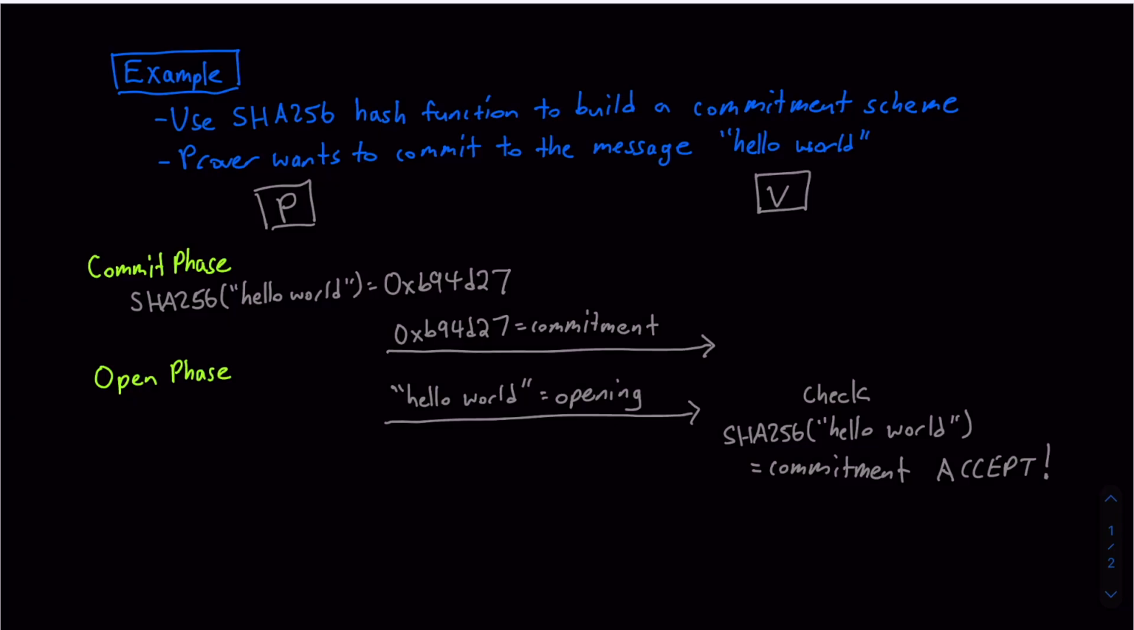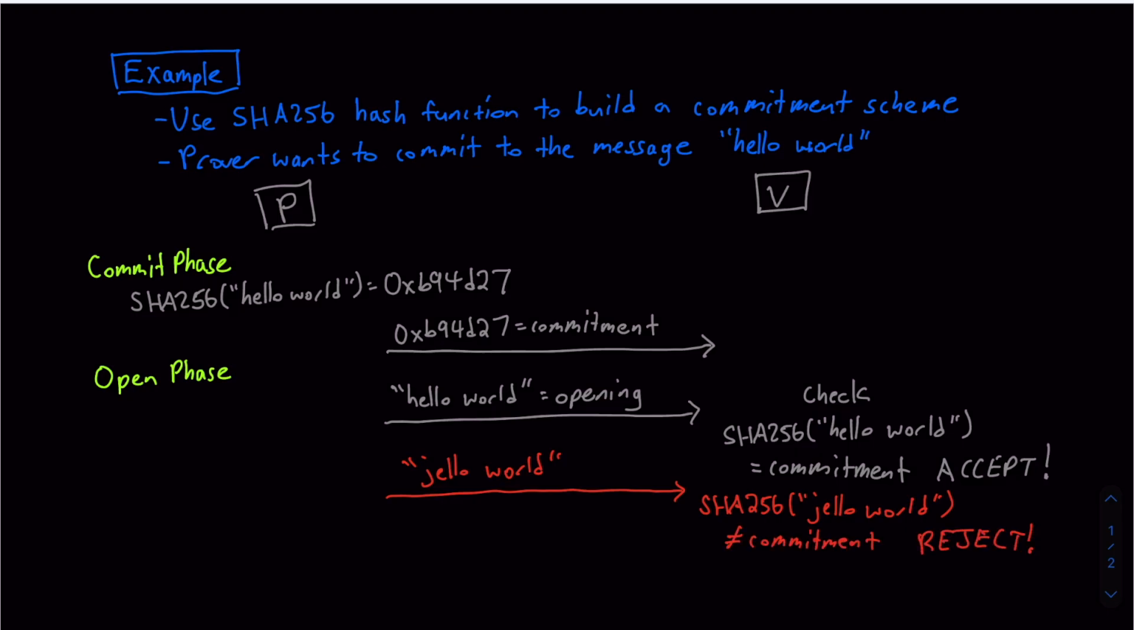If the prover tried to open the commitment with a different string, like sending the verifier jello world, the hash would not match B94D27, and the verifier would reject this. And in fact, any computationally bounded prover can't find any other string that hashes to that same value. That's exactly why this construction works as a commitment scheme. Once the prover sends the hash, they're locked in. They're committed to hello world, and they can't produce a different opening that would still convince the verifier.